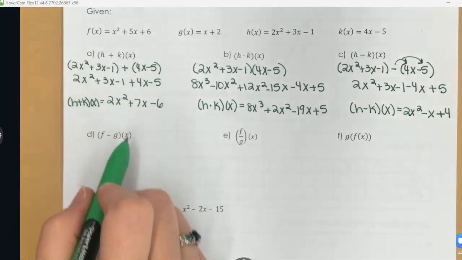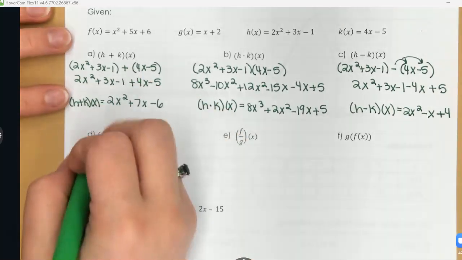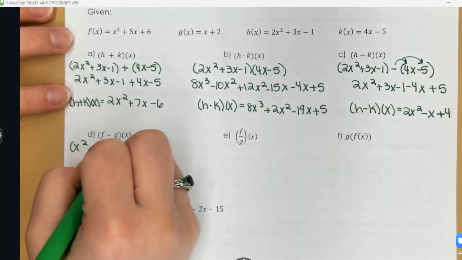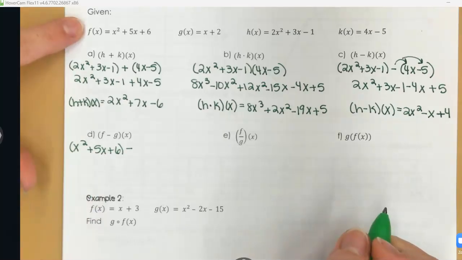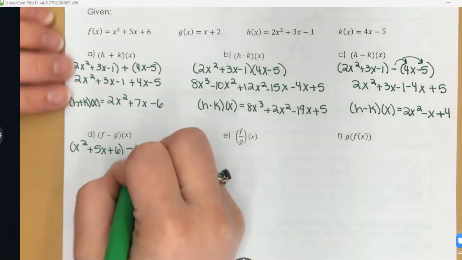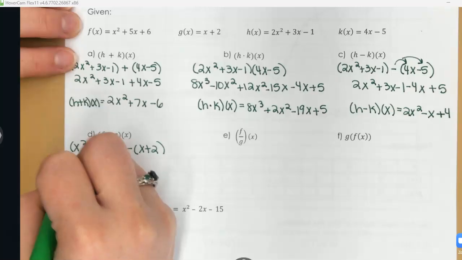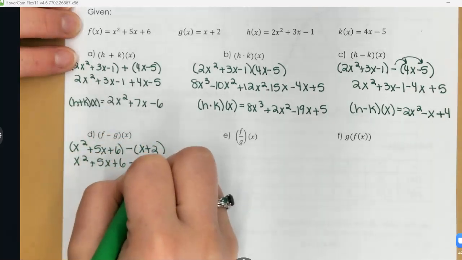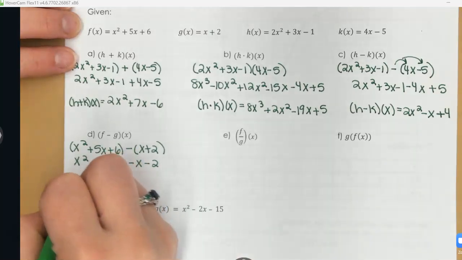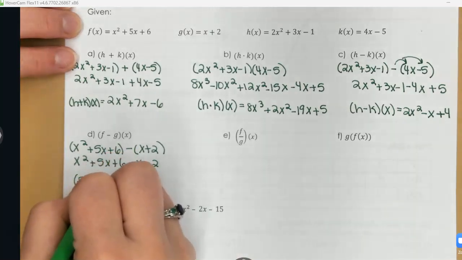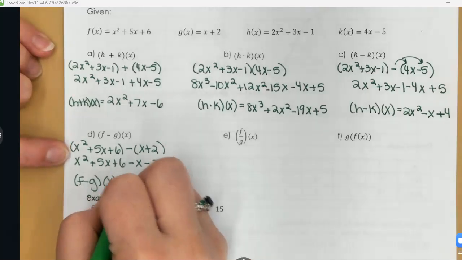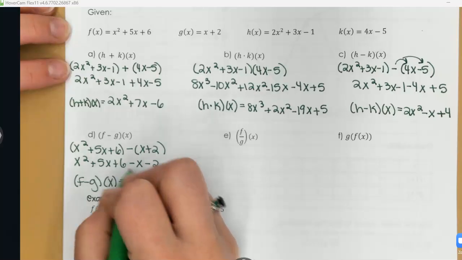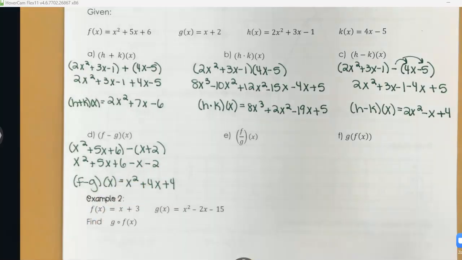Okay, another subtraction, but this time with two different ones. And the reason we are stressing this one is because year after year, kids will forget to distribute that negative. So here's my f of x function, and I'm going to subtract g of x. So again, I'm going to distribute that minus sign, and I'm going to get negative x minus 2. So to get f minus g of x, combining like terms, I'll get x squared plus 5x minus x is 4x, and then 6 minus 2 is also 4.